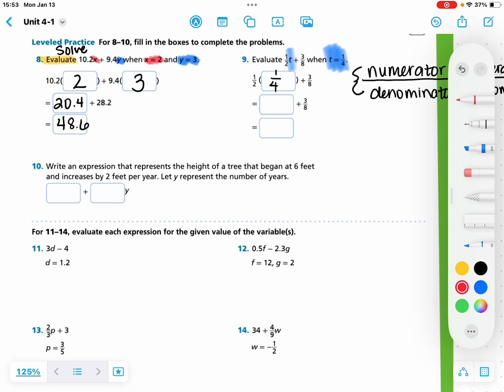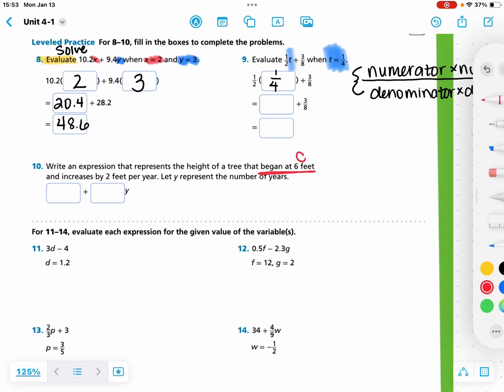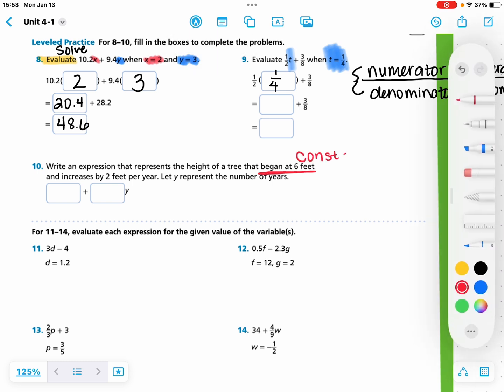So, write an expression that represents the height of a tree that began at 6 feet. This 6 would be our constant. With it being our constant, we will not multiply that by anything. So therefore, it will be left by itself, 6 plus something. Well, 6 plus what? The only other number, it says that it increases by 2 feet per year. This increase is represented with your addition.